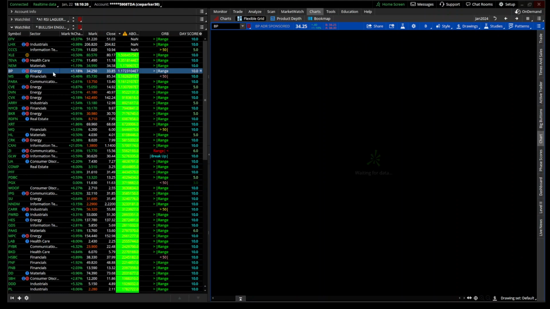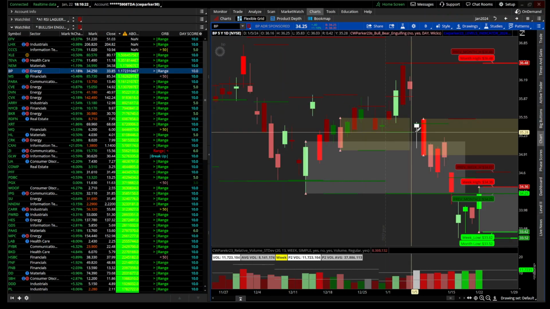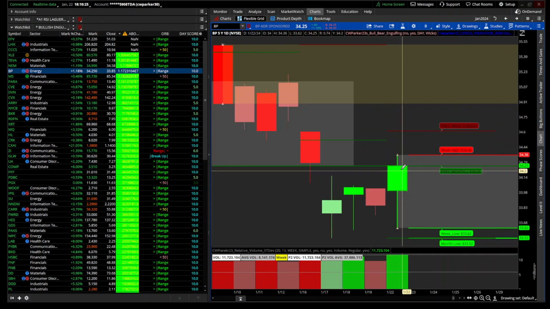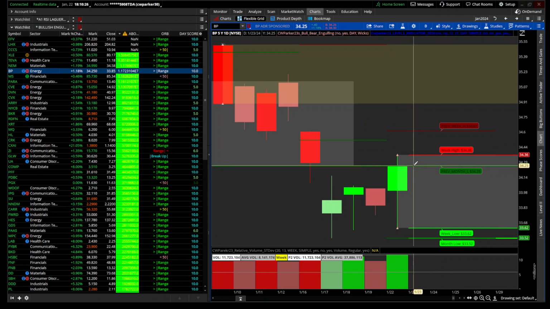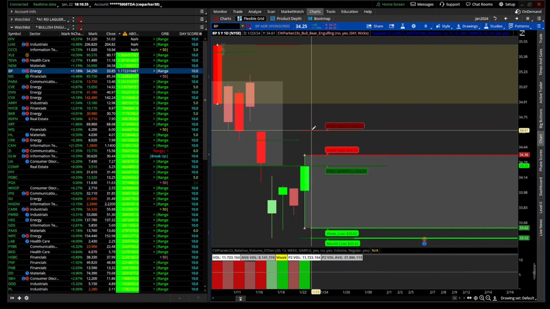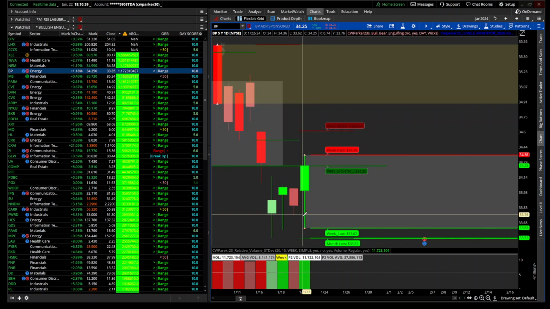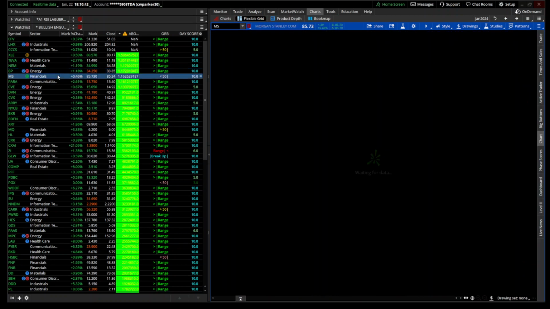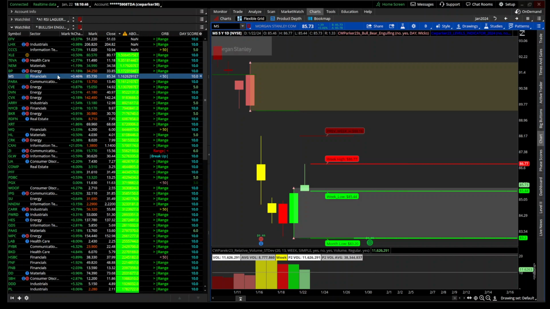Here's another energy stock, BP. Bullish engulfing here, stopped at its previous month's low. So I would look for it to cross above its previous month low and continue above and possibly break above its previous week's high. But if not, it'll come back down here and retest those lows. That's my expectation. I wouldn't mess with this one at all.